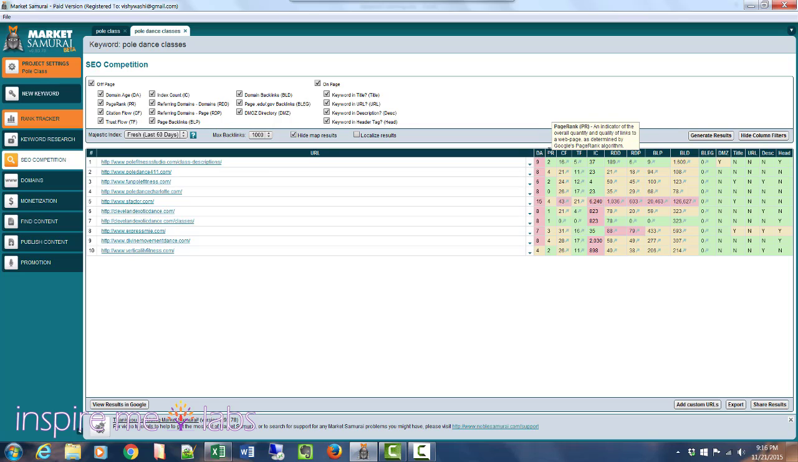And then we look at page rank. PR is page rank, and as you can see, there are a lot of green metrics here, which means these are gaps and good for us. Some of them have page rank 0, just some of them have page rank 2.